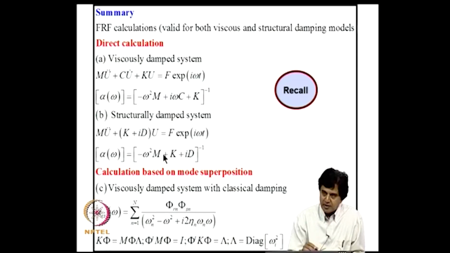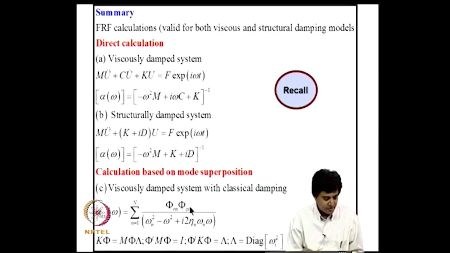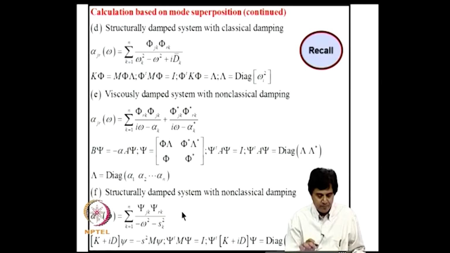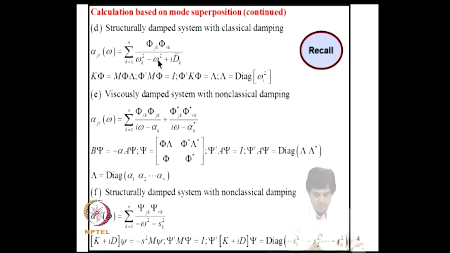So, we would like to develop an uncoupled approach using natural coordinates, and if we have to do that, then issues of modeling damping get closely associated with how you compute the frequency response function, and we have gone through that exercise and derived the frequency response function for the different types of damping models. This is for classical viscous damping, this is for classical structural damping, this is for non-classical viscous damping, and this is for non-classical structural damping.